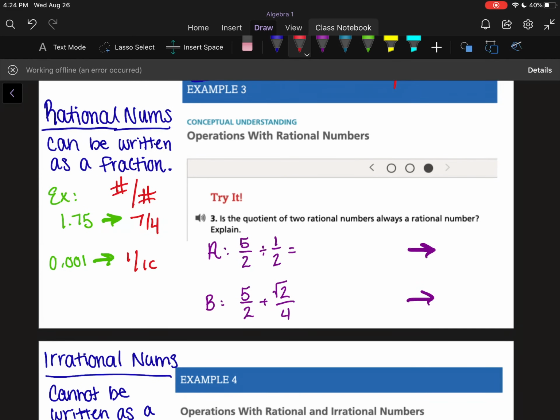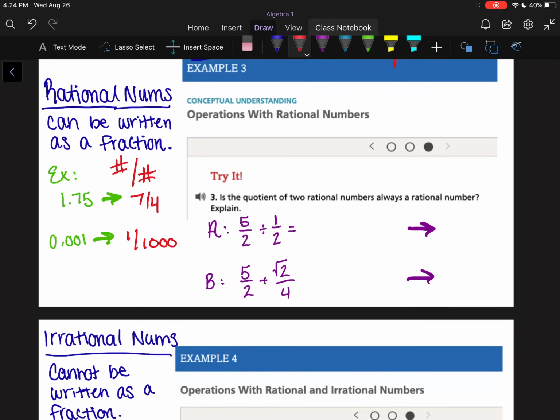0.001 was 1 over 1,000. They both could be made into a fraction. So let's read example 3. It says, is the quotient of two rational numbers always rational? And we just reviewed quotient means to divide. So now we're going to divide them and see.